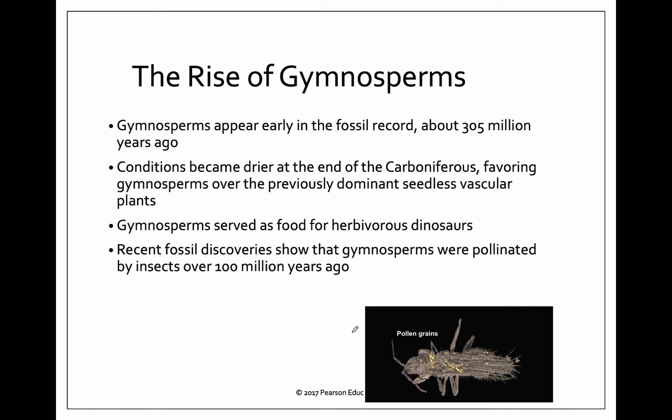There's evidence that gymnosperms were food for herbivorous dinosaurs, and fossils that show that gymnosperms were pollinated by insects. These were dominant around 100 million years ago, and then at that time angiosperms started to become more dominant, and you see angiosperms are more dominant nowadays.